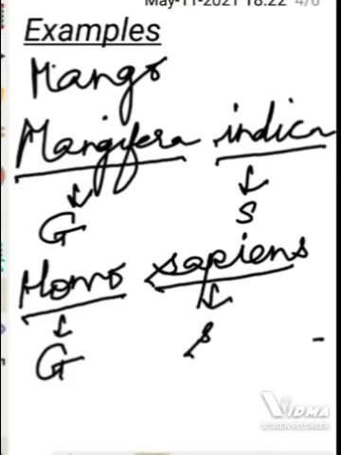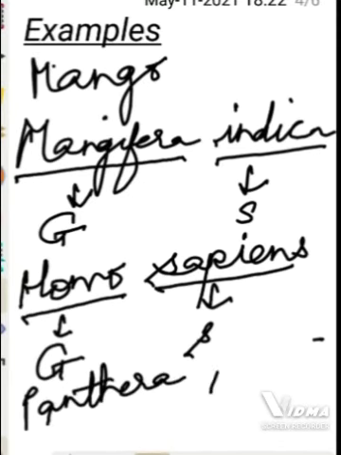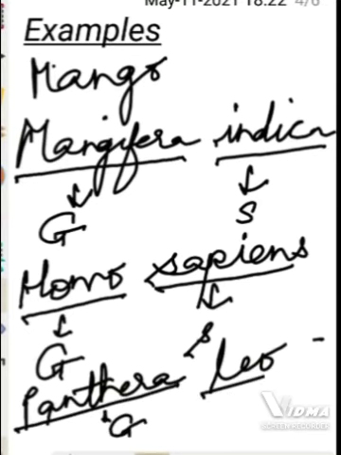Let's take another example. Panthera leo. Panthera is the name of the genus. Leo is the name of the species. P capital, l small. So from these three examples we can understand how the binomial system of nomenclature works. Then there are some other rules which are not very specific. For example, the name of any organism should not be less than 2 letters or more than 20 letters, because we don't want any name to be really small or very long.